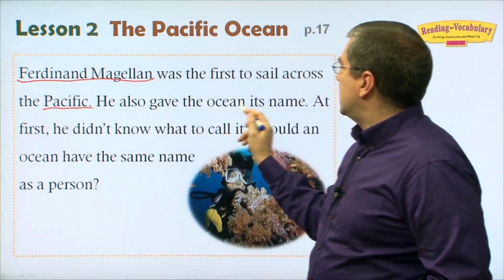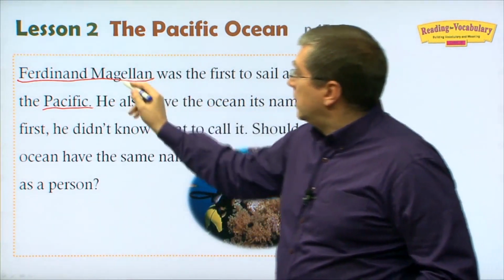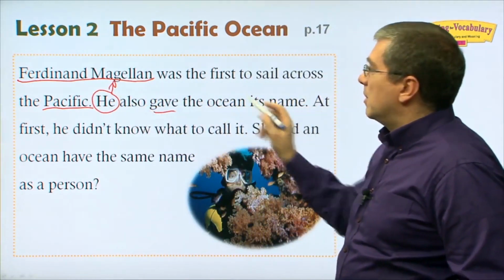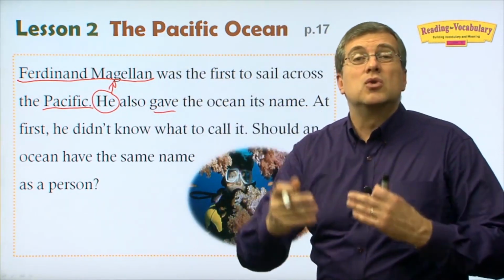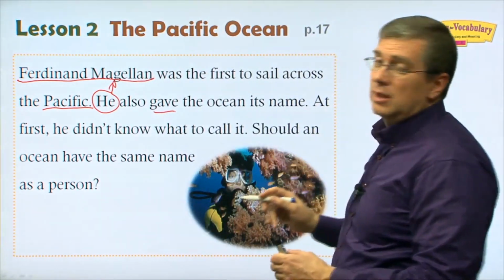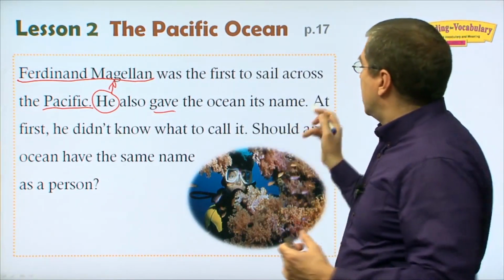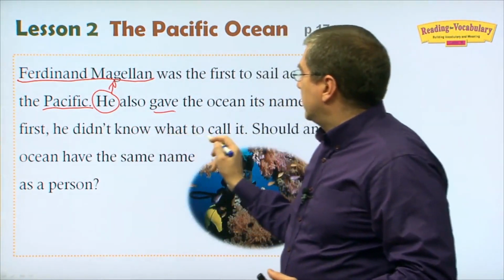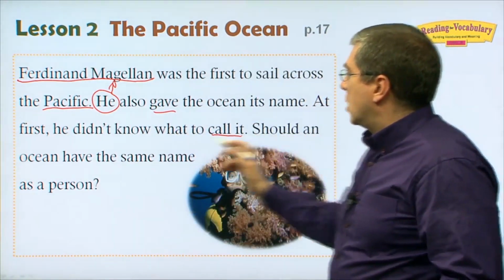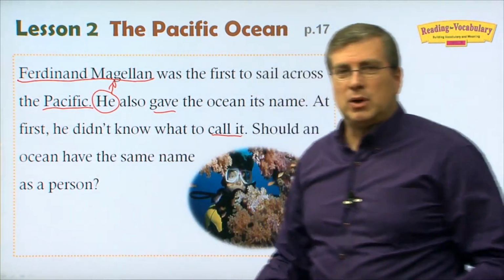He also gave the ocean its name. So Ferdinand, he gave the ocean its name. Ferdinand Magellan is the person who named this big ocean for the first time. Well, it's the name that we know it by. At first, he didn't know what to call it. He didn't know what to call the ocean. Should an ocean have the same name as a person?